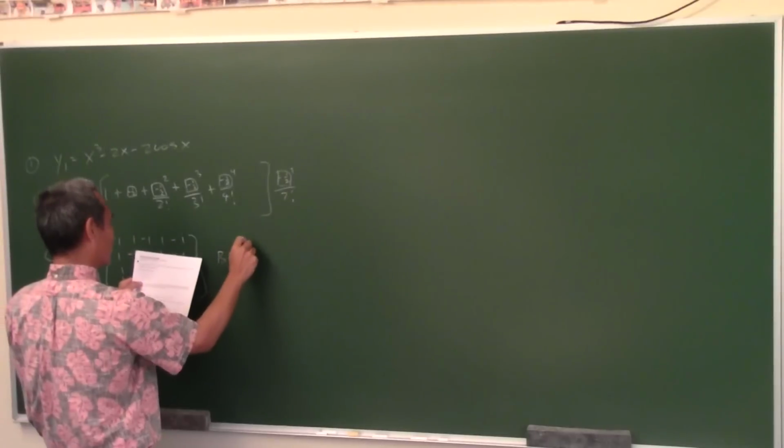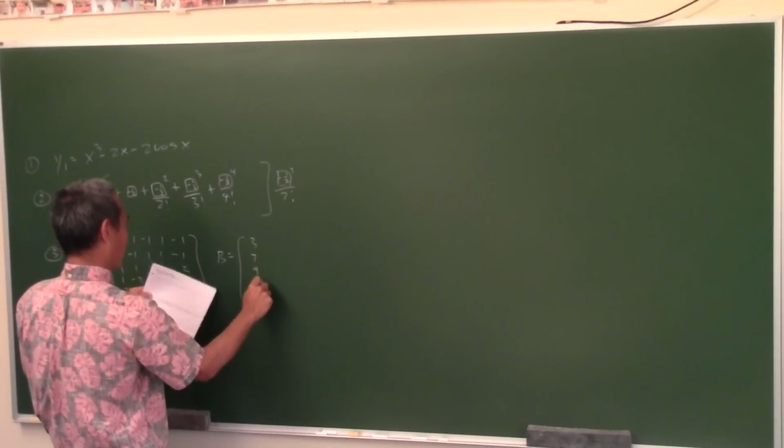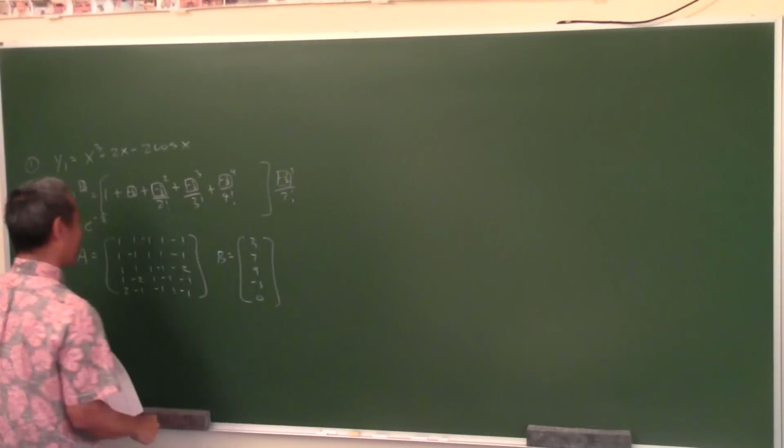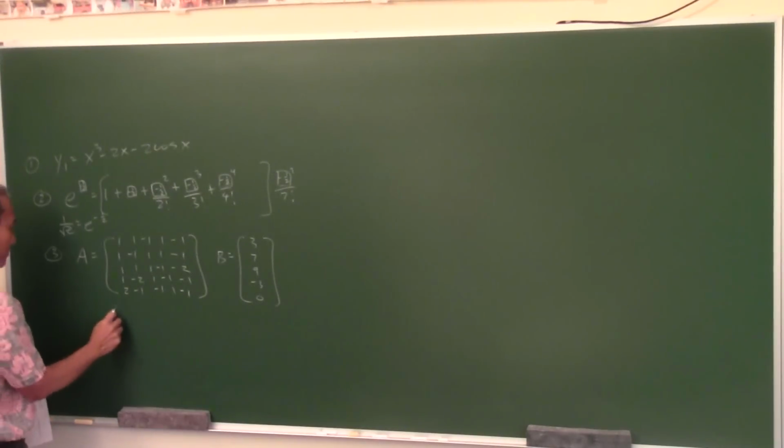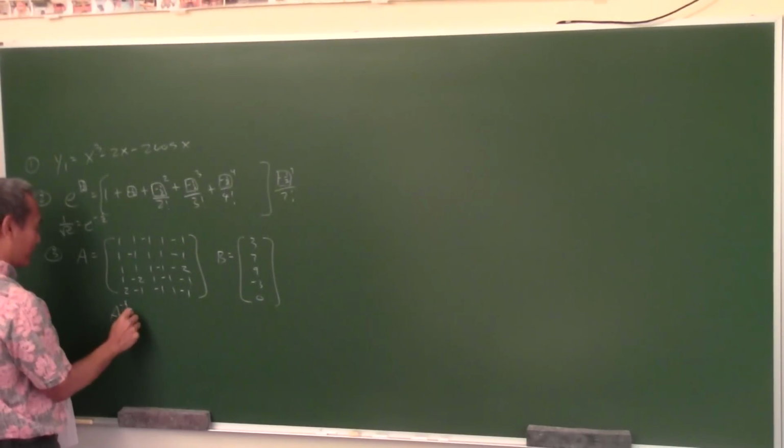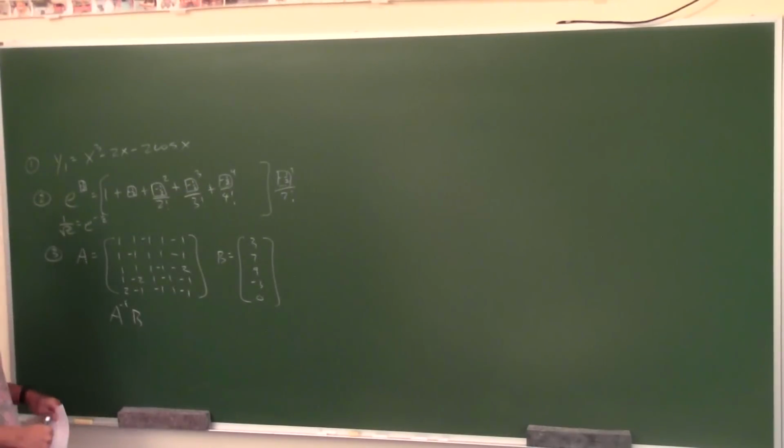Matrix B, you put the constants. 3, 7, 9, negative 3, 0. And if you want to find the solution to the system, all you do on your calculator is go A inverse times B, and boom, that's going to be the answer.